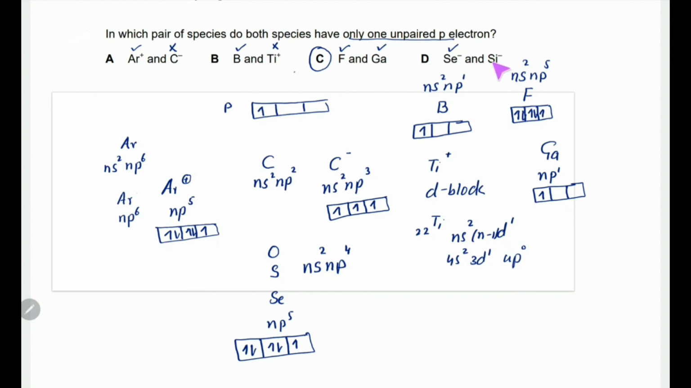Now coming towards silicon negative, this is in the group with carbon, silicon, germanium, and tin. These are fourth group elements. They have 4 electrons in the valence shell, and their configuration is ns2 np2. For silicon negative, we get 3 electrons in p, np3, and when we draw this, we get 3 unpaired electrons in the p orbitals. So it is not according to the question. So the correct choice is choice C.